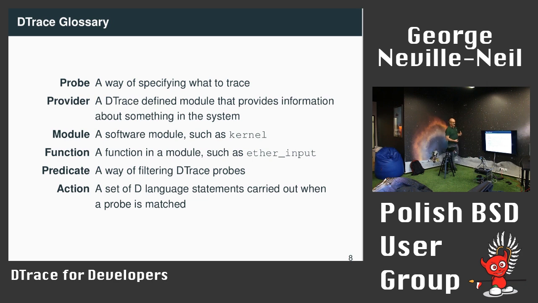So predicates are a way of filtering down the amount of output. Because if you were to say, for instance, show me all writes on a busy system, you'd get a ton of output. And so predicates are a way of saying, well, only if there are errors, or only if the size is this, or only if they go a particular direction.